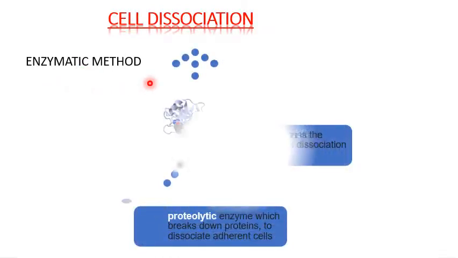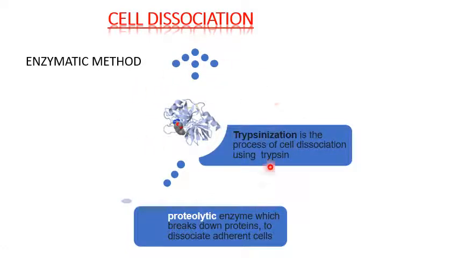After knowing the different kinds of cell dissociation methods, here we'll study in detail one of them, that is the enzymatic method. The enzyme which we study here is trypsin, and the process where cell dissociation is carried out by using trypsin is called trypsinization.